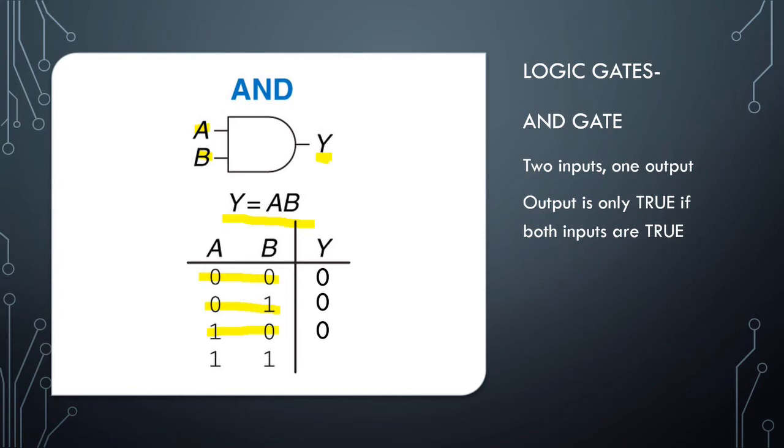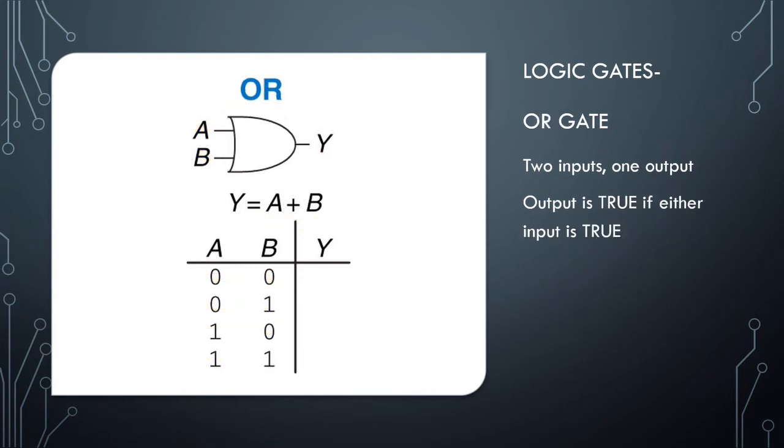But if both A and B are true, or on, or equal to 1, whatever terminology you want to use, we will get 1, or true, or on, as our output, because these are being multiplied together, right? 1 times 1 is 1. Both inputs are true, therefore the output is true.